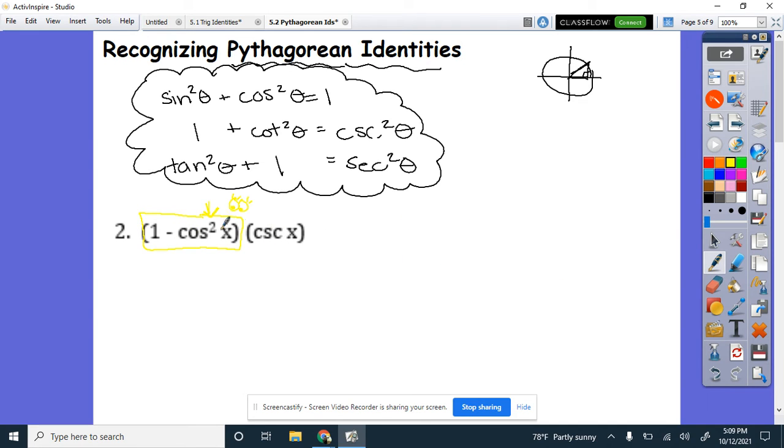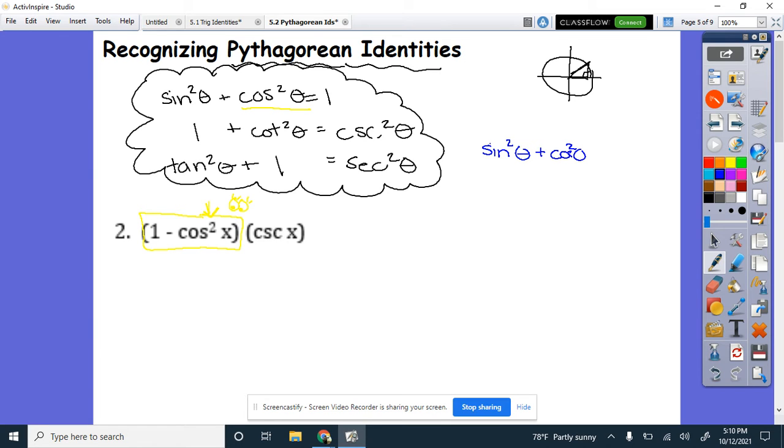This is a type of Pythagorean identity, but what's happened is there's been some changes done to it. So cosine squared only occurs once in our Pythagorean identities, with this 1 plus cosine squared theta equals 1. So something has been changed or moved around to make it look like 1 minus cosine squared. So let's figure out what would be equivalent to 1 minus cosine squared.